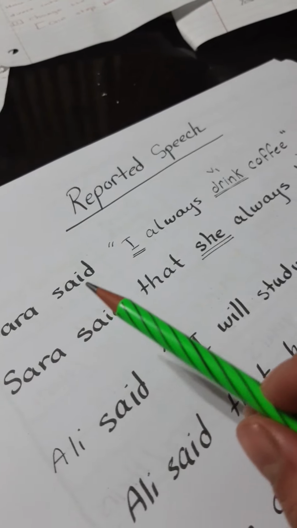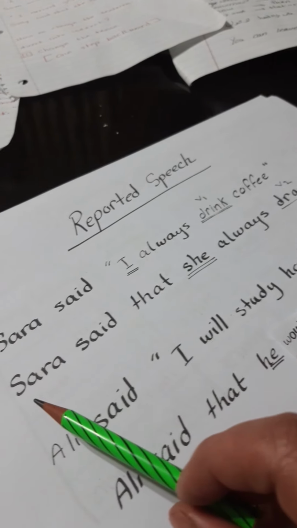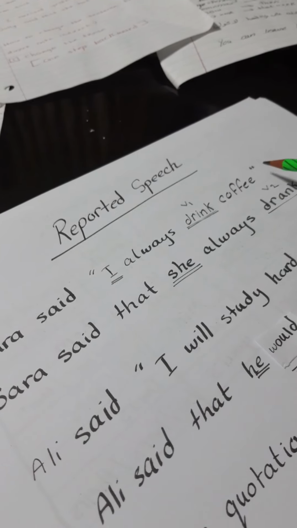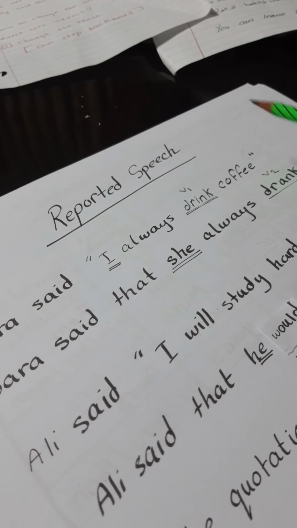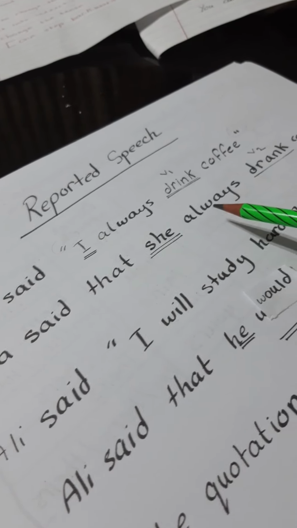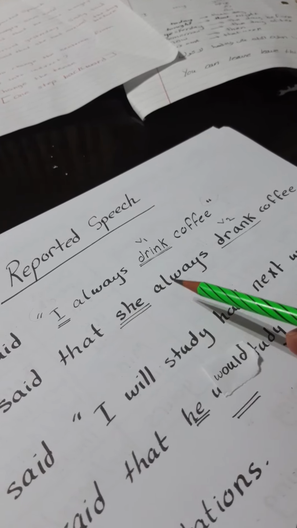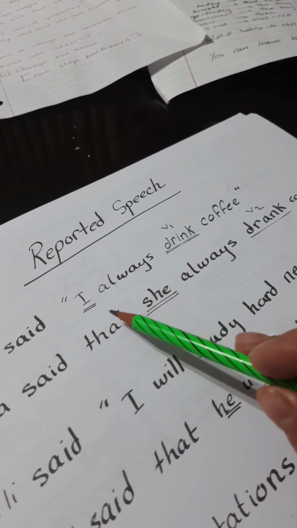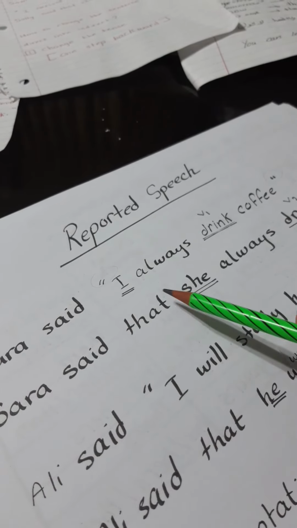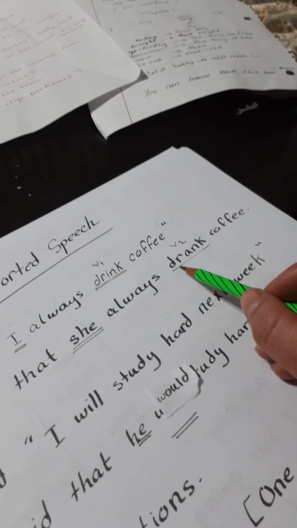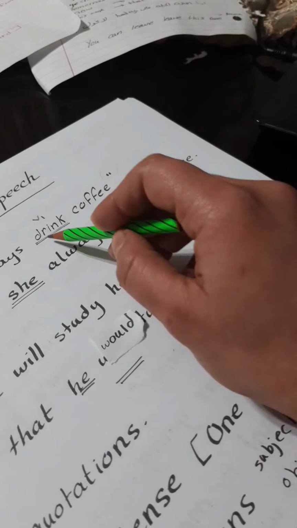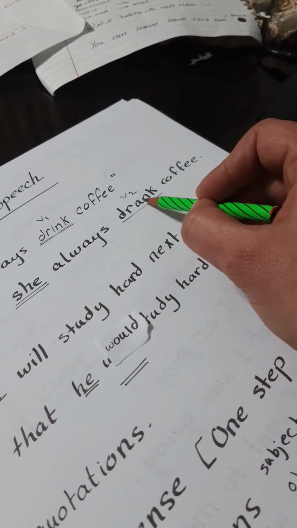The first one, Sarah said, "I always drink coffee." Sarah said that she always drank coffee. I told you that this sentence is a direct sentence because of the quotations here, okay? And we wanted to change it into an indirect sentence. We changed many things in this sentence. We changed I to be she, because Sarah is a she. And we changed the verb drink to drank, from simple present to simple past tense.